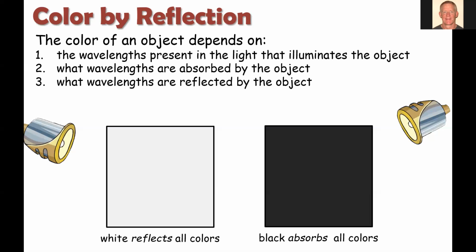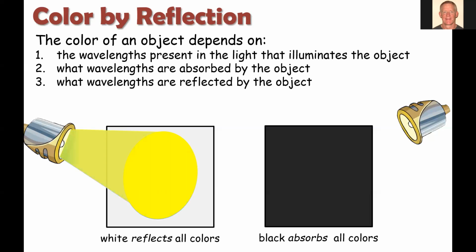If we have an object that is white, it will reflect all colors. So if we shine white light on it, it appears white. If we shine blue light on it, it appears blue. Okay, if we shine yellow, it appears yellow, because whatever light or colors we shine on it, it's going to reflect all of those.